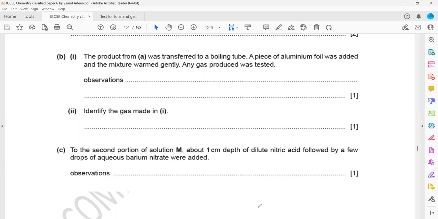So what we will see in the observation, and the gas is tested. We test with damp red litmus, and it will turn blue. And identify the gas: which gas is given off when this is done? Ammonia. So it's ammonia.